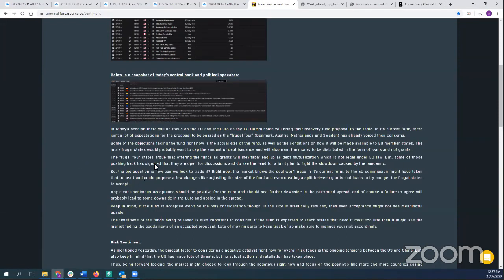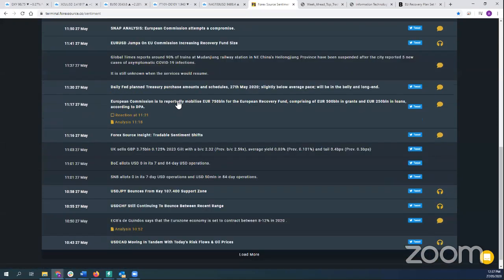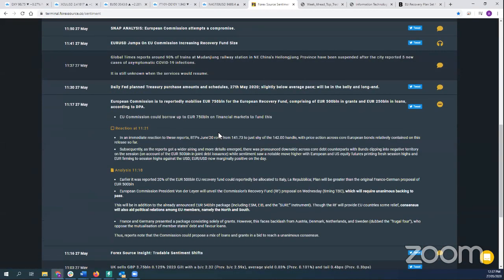Now, what happened earlier in today's session is we had a very important announcement saying that the EU Commission is reportedly looking for a 750 billion recovery fund. That is much larger than the prior one. What the Franco-German proposal offered was a 500 billion proposal in grants, which is basically the first part. But then they've also added in 250 billion worth in loans.